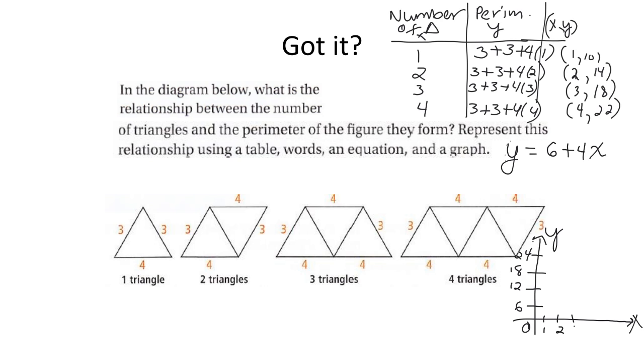1, 2, 3, 4. So 1, 10, we'll say is right about here. 2, 14, we'll say is right about here. 3, 18 is here. And then 4, 22, we'll say is right about here.